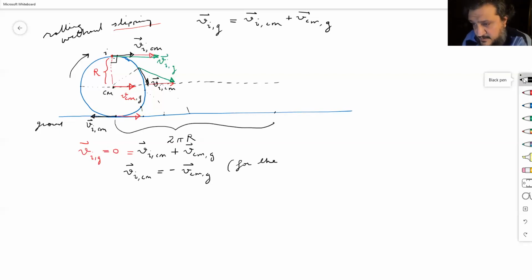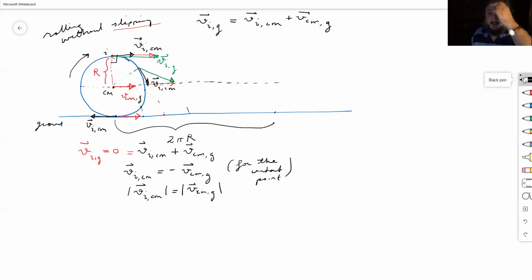For the contact point. Well, at all times, there will be a point which is in contact with the ground. Whichever point is, that's the point I'm talking about. They are in opposite directions, but their magnitudes are the same. VICM magnitude is equal to center of mass velocity magnitude. Okay, so I'm going to take this and bring it all the way to here.